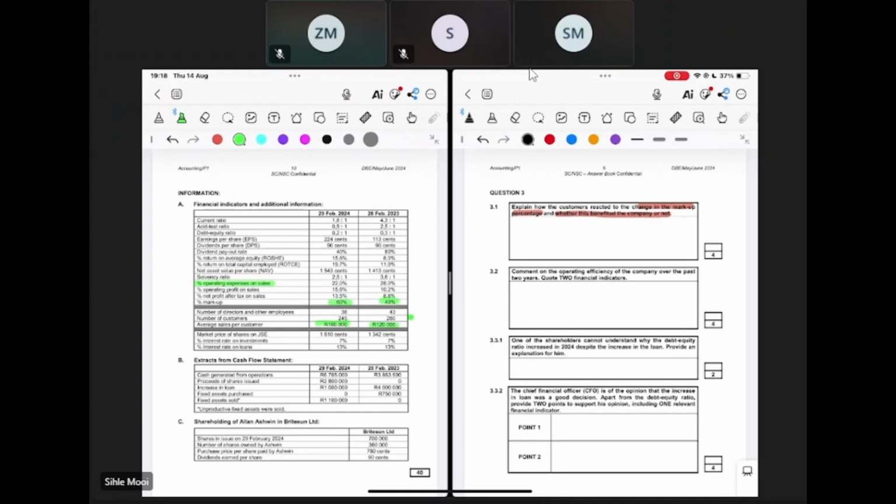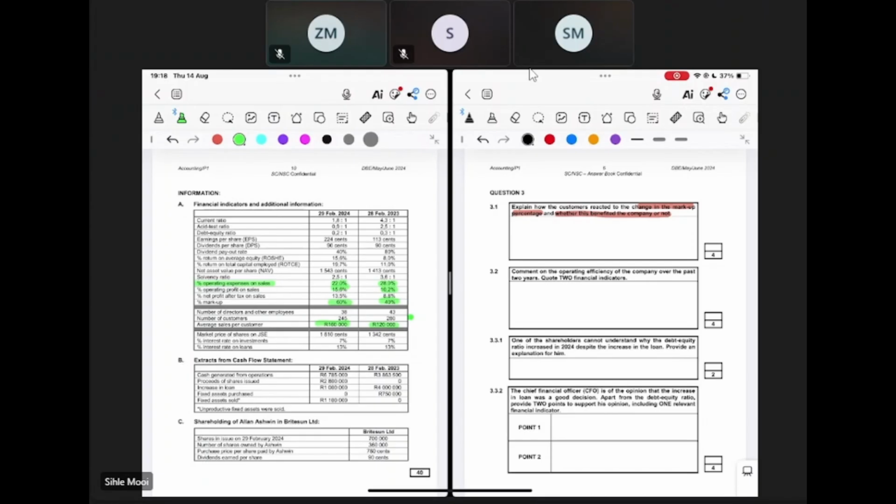expenses on sales. That went from 28% to 22%, meaning now our sales have increased and maybe our operating expenses have also decreased. This shows an improvement. If your operating expenses percentage on sales decreases, that's a good thing for the company. So you could have quoted that. Even the one below that, operating profit on sales, went from 10.2% to 15.6%. That is also a good thing, meaning that we are making a bigger profit now than we were before. So that's an improvement again.